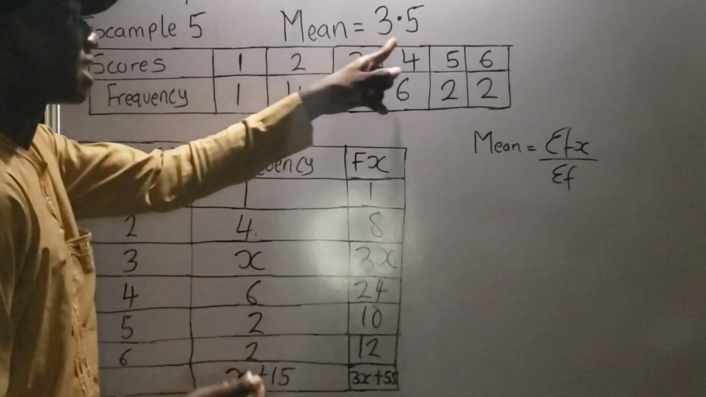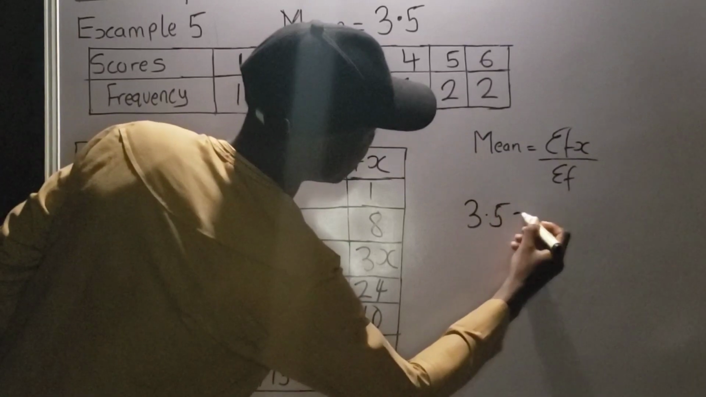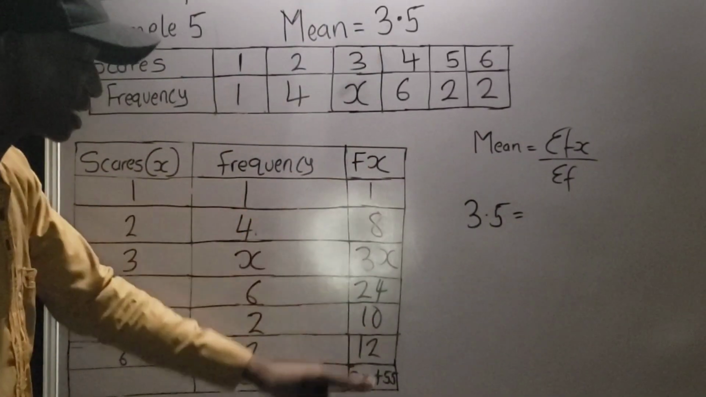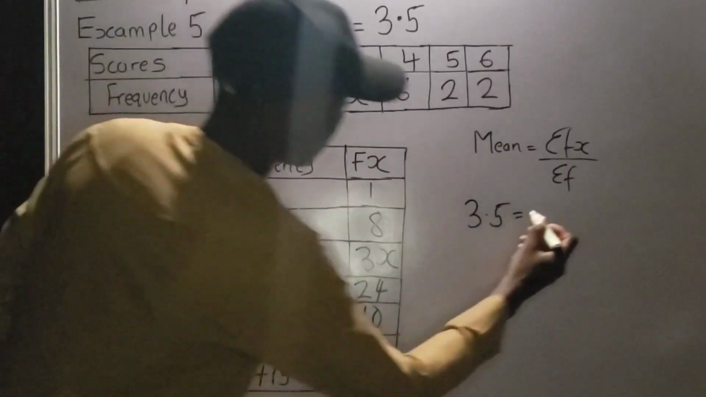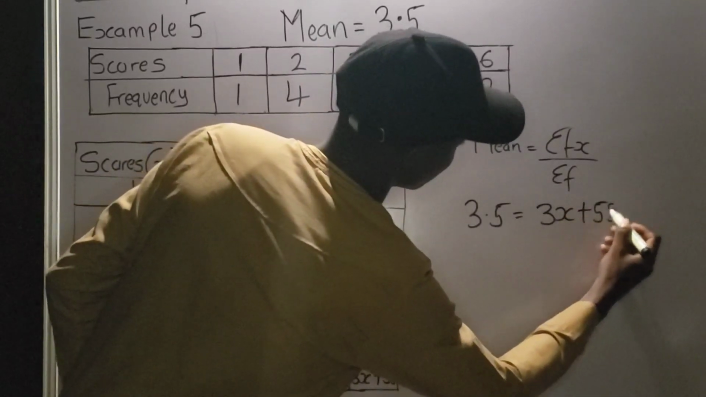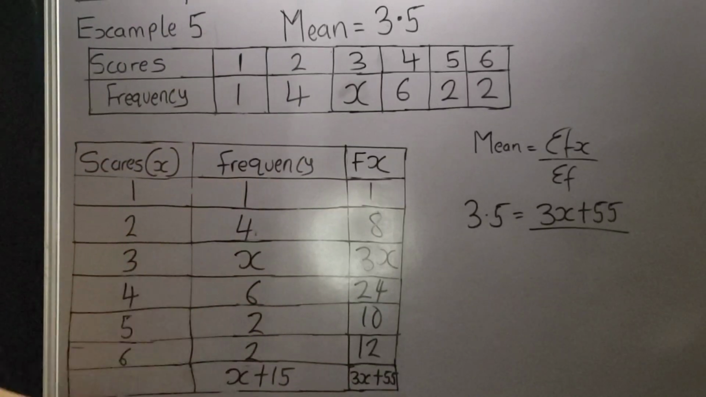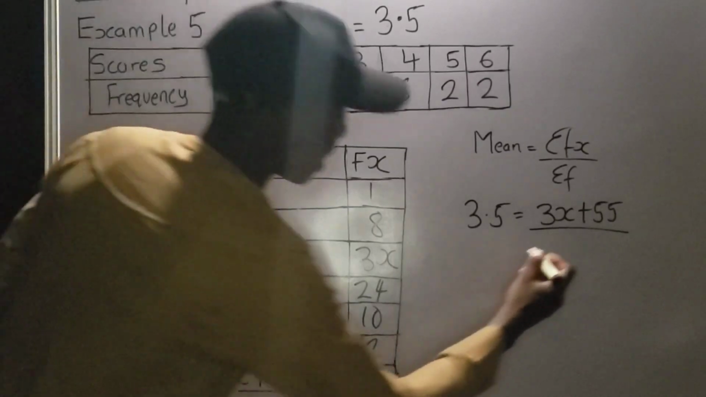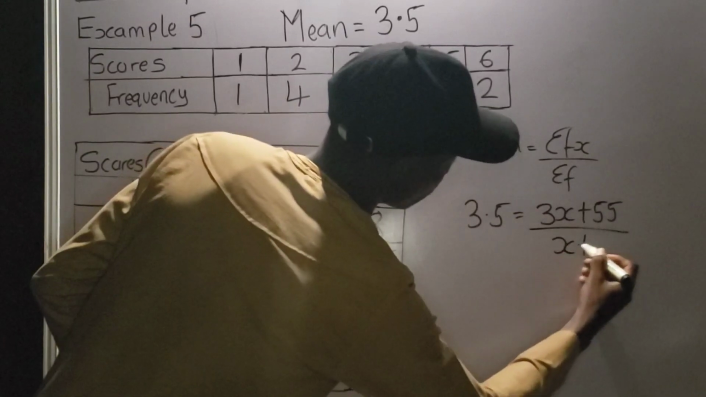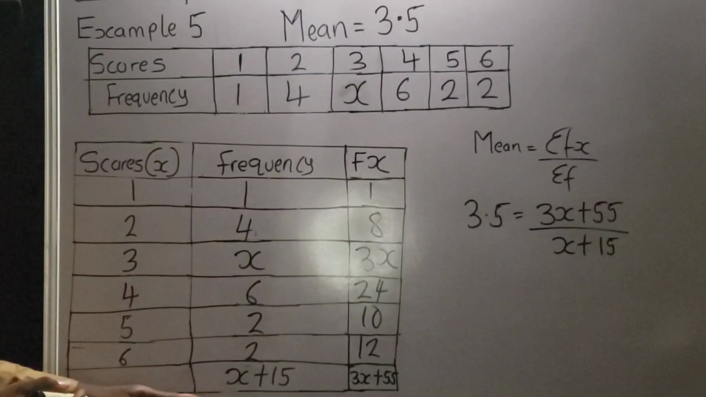Since mean has been given as 3.5, I'm going to have 3.5 is equal to summation fx, which is what? 3x plus 55. That is 3x plus 55 all over summation f, which is the sum of all the frequencies. So that will be 3x plus 55 all over x plus 15, not x plus 5. That is x plus 15, okay?